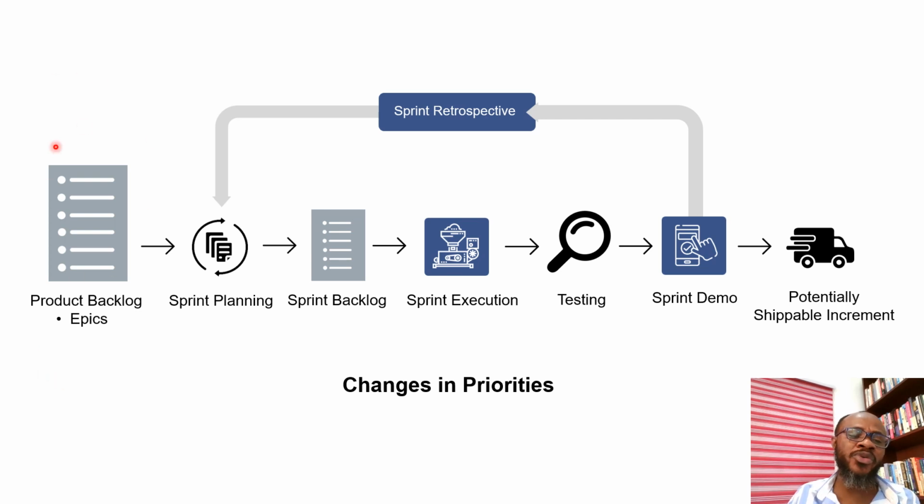Now, within this product backlog, the product owner, who also represents the customer or is also called the voice of the customer, he or she has the responsibility of performing backlog grooming or refinement, so that whenever there are changes in priorities, those changes in priorities can take effect whilst he or she is performing the backlog grooming. Now, what is backlog grooming or reprioritization?